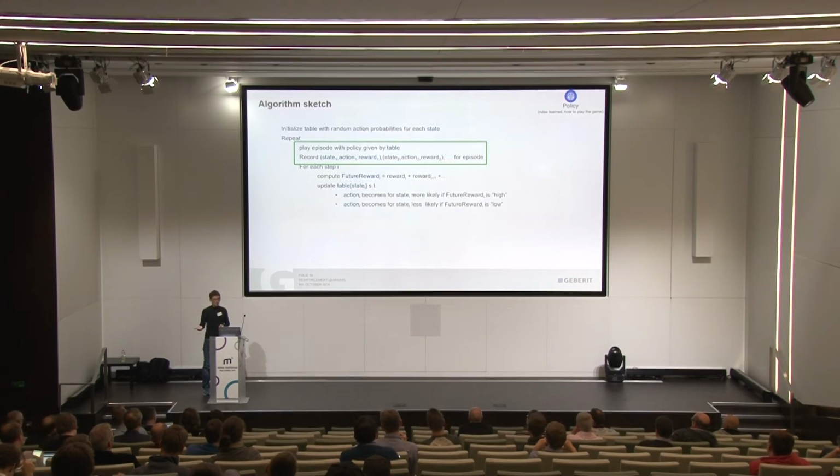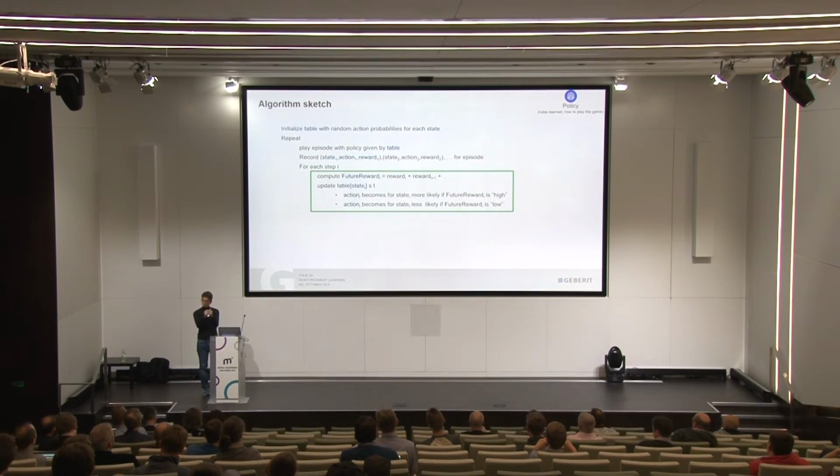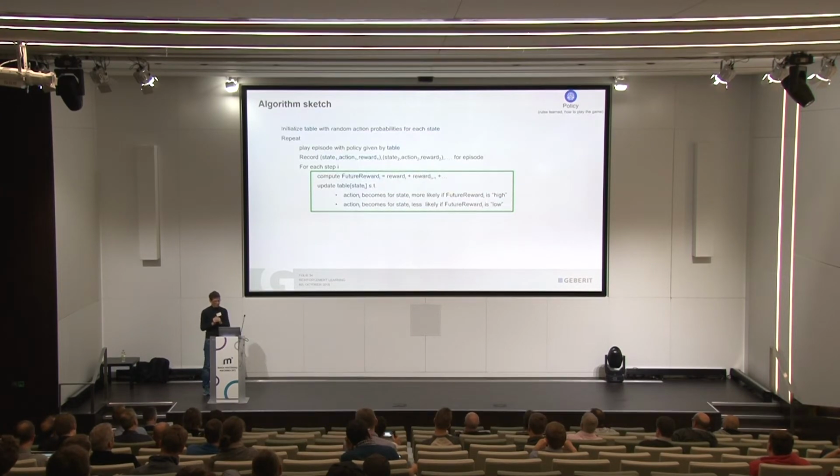And once the game is over, we enter the policy update phase. Meaning for each step we've taken, we compute the sum of future rewards, and if this value is high, then we increase our preference for the action we took in this step, and only in this step. Or if it's low or negative, then we decrease it. And like this, we keep on going.